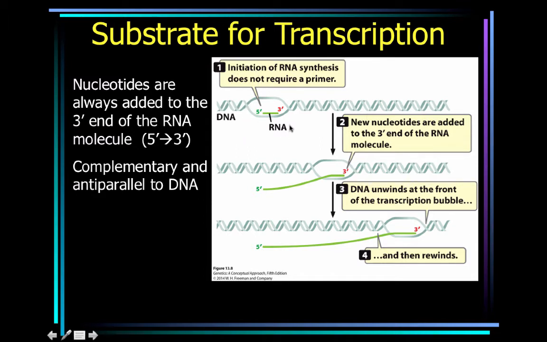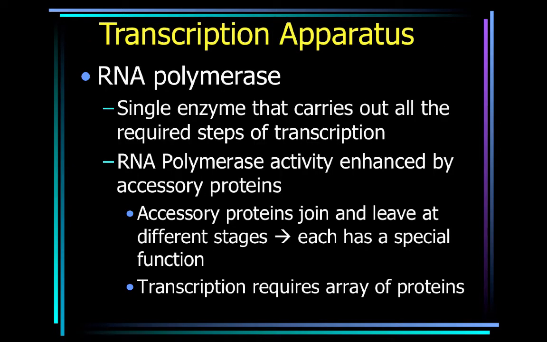So, the main steps for transcription are, first of all, initiation of RNA synthesis. In this case, it does not require a primer, so we don't need a primer in the case of messenger RNA synthesis like we do with DNA replication. The second major step is that the new nucleotides are going to be always added to the 3' OH end, and then the DNA is going to unwind at the front of the transcription bubble and rewind as the messenger RNA is created, or that code has been copied into messenger RNA.